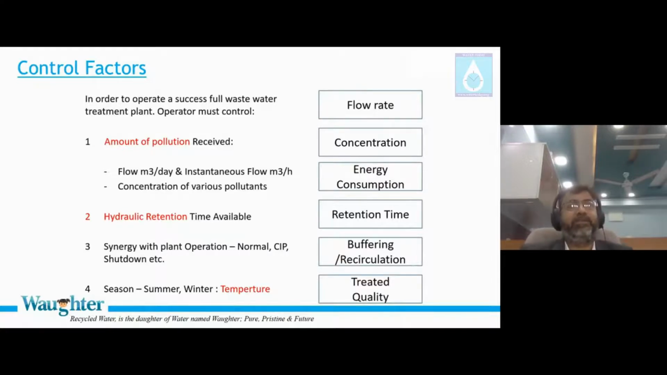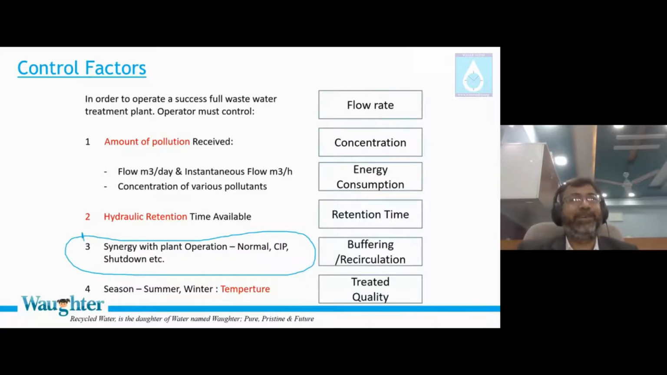They have restaurants, they have cafeterias. So I'll present that as a case study on case number 4. There you will understand the meaning of synergy with plant operation, normal CIP and shutdown. Because typically, entire Saturday, they keep on cleaning everything, restaurants, tables, toilets and everything. Lots of CIP takes place in a good office environment on this particular day.